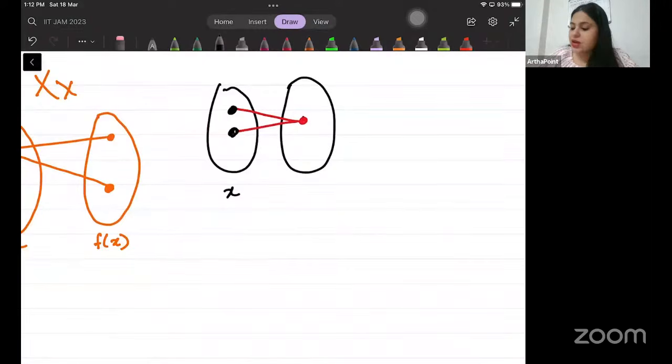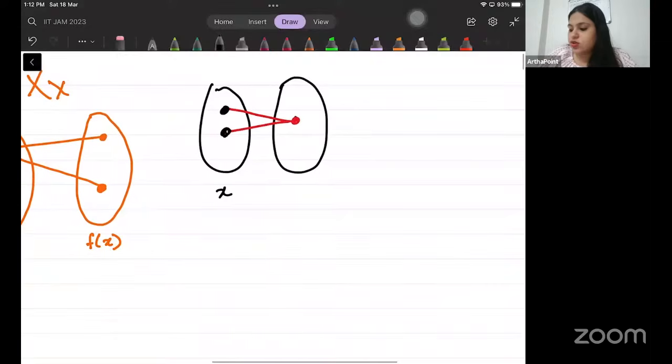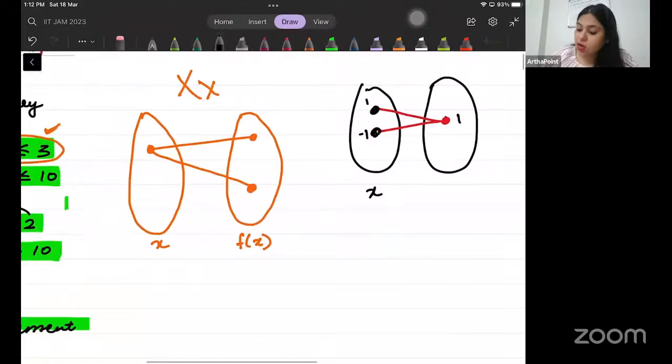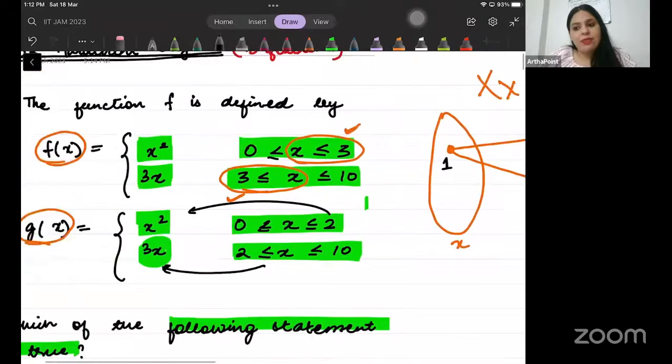We know this, right? For example, the absolute value function. So if I have my f(x) as mod x, I know that if you put 1, you will get 1, and when you put -1, then you will get 1. So I know that 1 and -1 fetch me 1. That is fine. But I cannot have just one number giving me two separate values. Then that will not be a function.